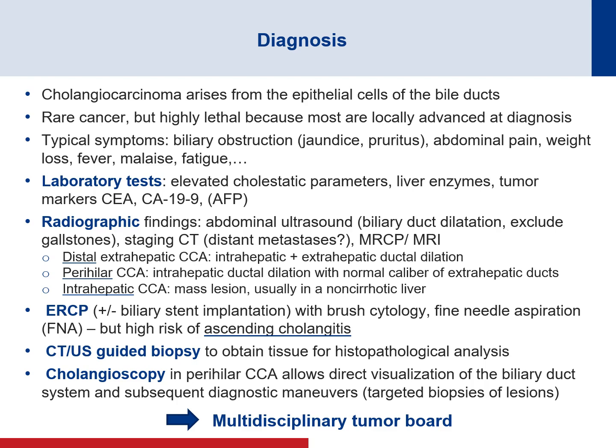Next, if the patient is not upfront resectable, judging from the imaging, and we will talk about resectability a bit later, you might want to ask radiology to perform a CT or ultrasound guided biopsy for the patient in order to get a histology. In perihilar CCA, we often book a spyglass cholangioscopy for the patient, which allows direct visualization of the biliary duct system and subsequent diagnostic maneuvers like targeted biopsies of the pathological lesions. And finally, the patient's case, of course, has to be discussed within the multidisciplinary tumor board.